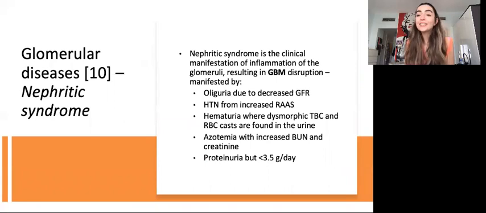Right, so that was the last of the nephrotic syndromes. Now we have nephritic syndromes. These syndromes are clinical manifestations, right? So nephritic syndrome is the clinical manifestation of inflammation of the glomeruli, and this results in glomerular basement membrane disruption. You have oliguria, hypertension, hematuria, which shows dysmorphic red blood cells and red blood cell casts in the urine, azotemia, and proteinuria, but it is subnephrotic, so it is less than 3.5 grams per day.